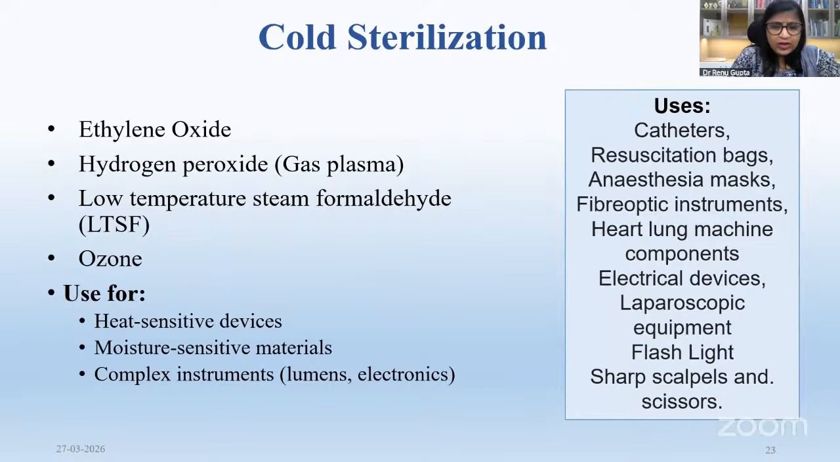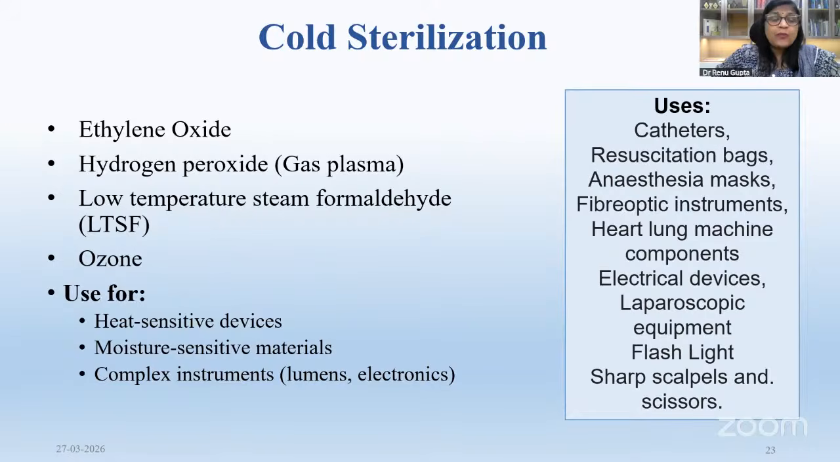So we have discussed autoclave and hot air oven. They require high temperature. There is always a chance of burns. Then there are certain methods of cold sterilization. Cold doesn't mean that we are using some cold method. It is relative to the autoclave and hot air oven. We have less temperature than autoclave and hot air oven, nearly 55 to 60 degrees. There are different types of machines: ethylene oxide, hydrogen peroxide, low temperature steam formaldehyde, ozone, which we will be looking at. Remember, you get a short note on cold sterilization.